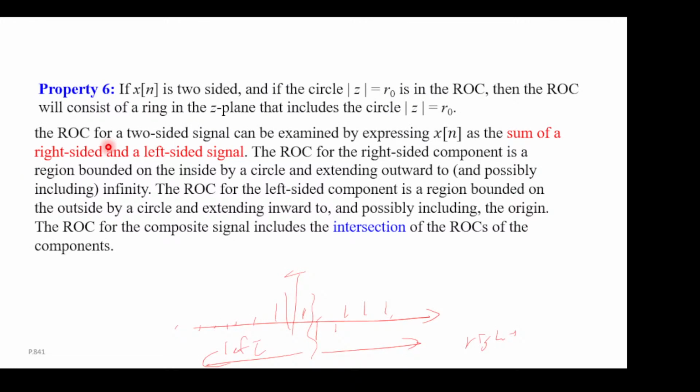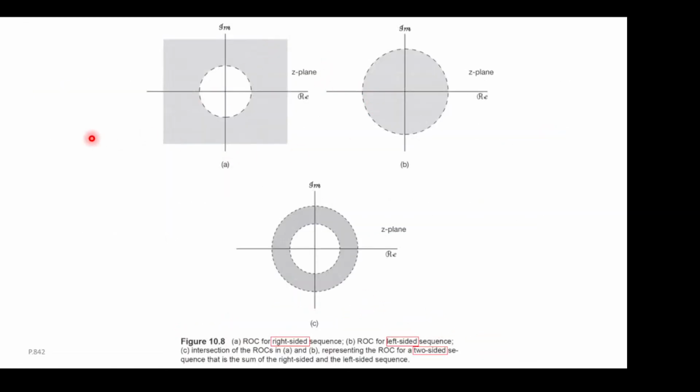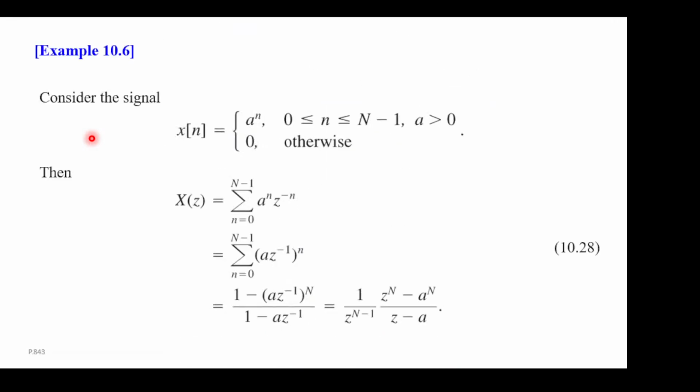I think the words are just saying this: your two-sided function, you can think of it as the left side plus the right side, and you think about the ROC being the intersection of those two ROCs. Okay, then let's see some examples.